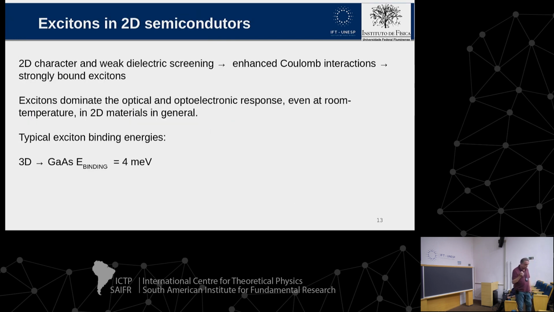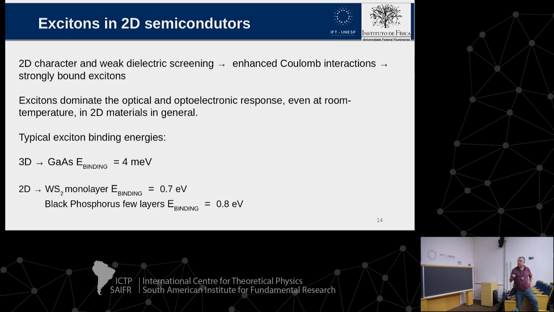Something that I would call attention to is the importance of excitons in this kind of semiconductor. Why? Because when you have a two-dimensional material, you have enhanced Coulomb interactions. This comes from the weak dielectric screening, and also from the quantum confinement of the charge in two dimensions. For instance, in 3D gallium arsenide, the binding energy of excitons is just 4 meV. However, in monolayer tungsten disulfide or in few-layer black phosphorus, this can be two orders of magnitude larger.